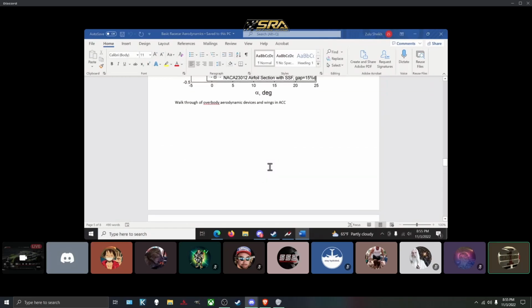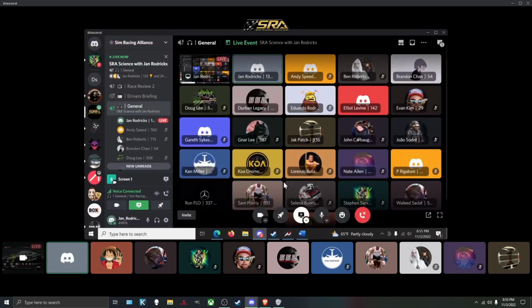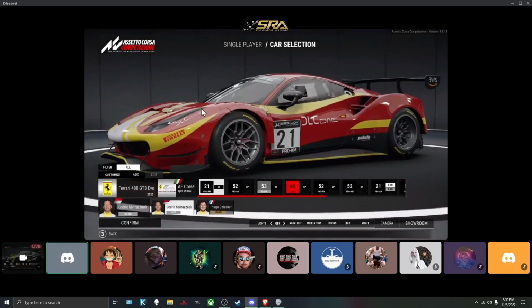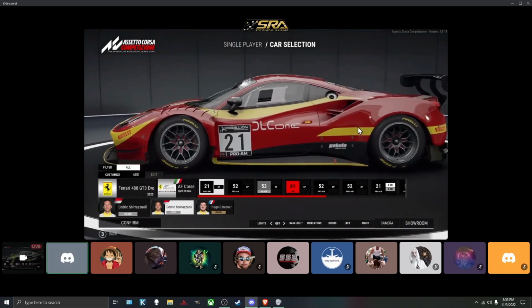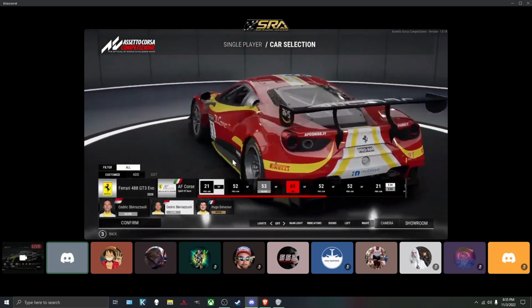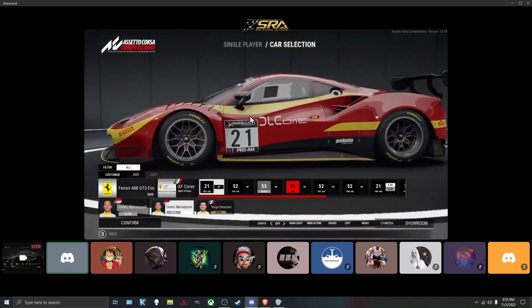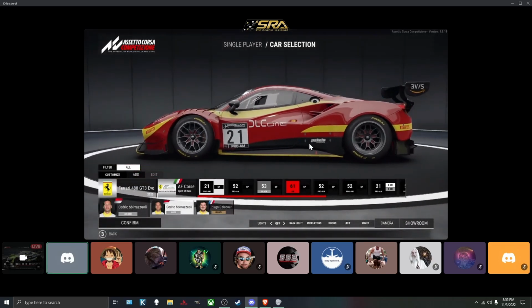Any questions on that? I know we covered a lot there. Is all of that clear? Okay, sounds good. So again, that's what you need to know about overbody aerodynamics. All the surfaces on the top of the car, you now understand how they work and how they generate downforce.